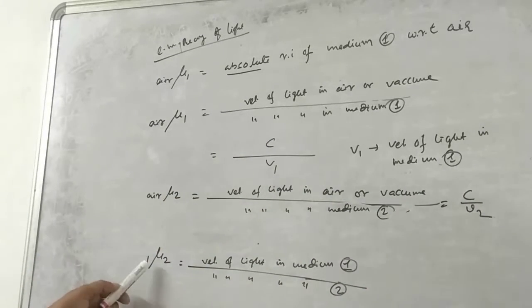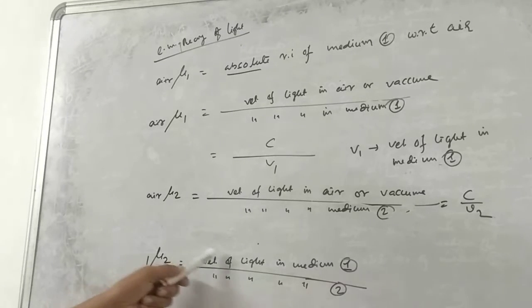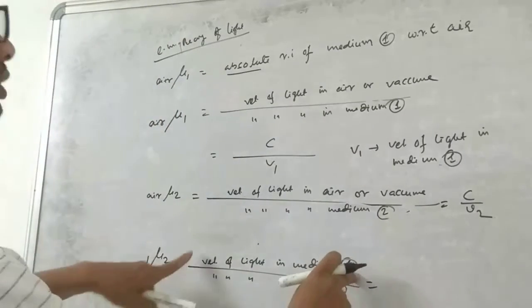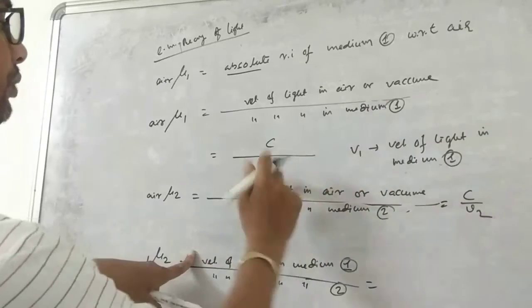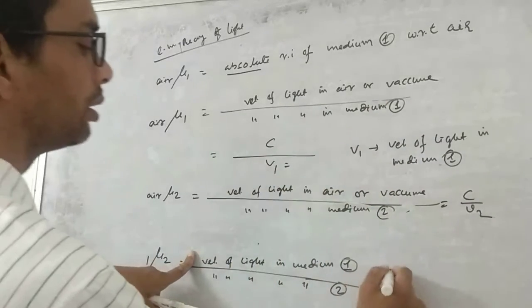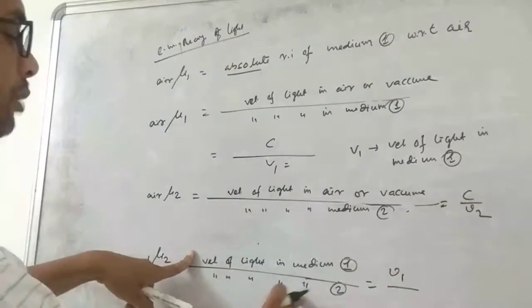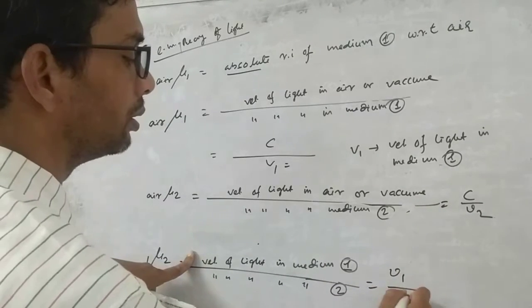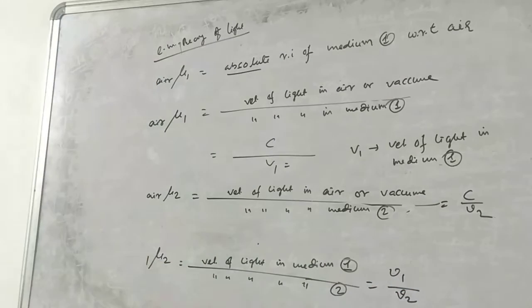Okay, now it is the refractive index of the medium 2 with respect to 1. That's the velocity of light in medium 1 in the numerator and the velocity of light in the medium 2 in the denominator, and as you already know, in medium 1 velocity of light is V1. This is the velocity of light in medium 1, and the velocity of light in medium 2 is V2, and this is our V1 by V2. So mu 2 with respect to 1 is nothing but V1 by V2.